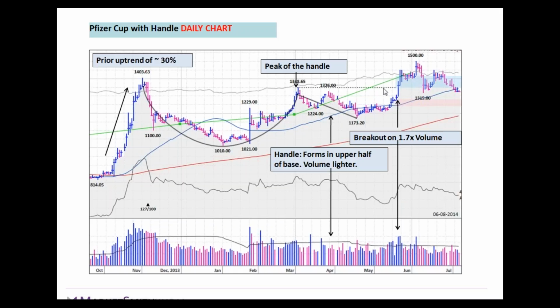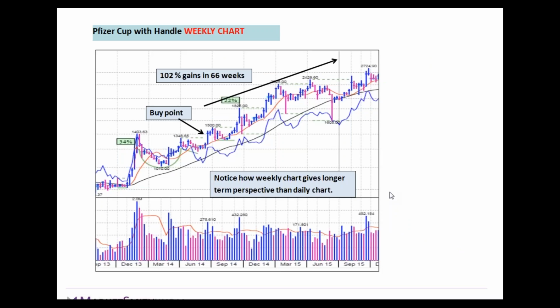So I'm sure you would like to know what happened after we bought. So this is what happened after we bought. The stock gained 102% in just 66 weeks after our buy point. This was the buy point, and see how the stock actually went up. So this was one example.